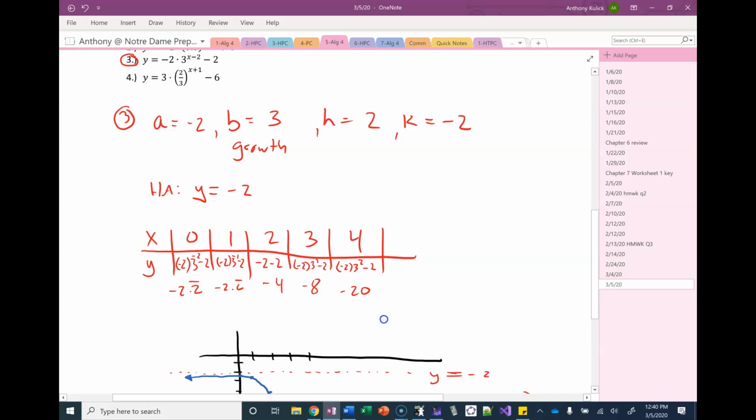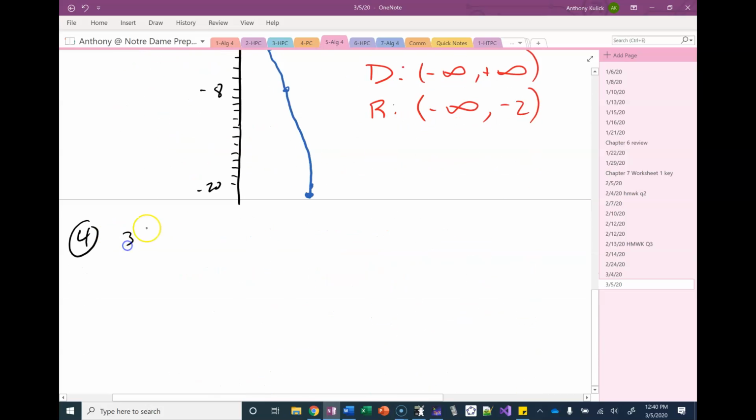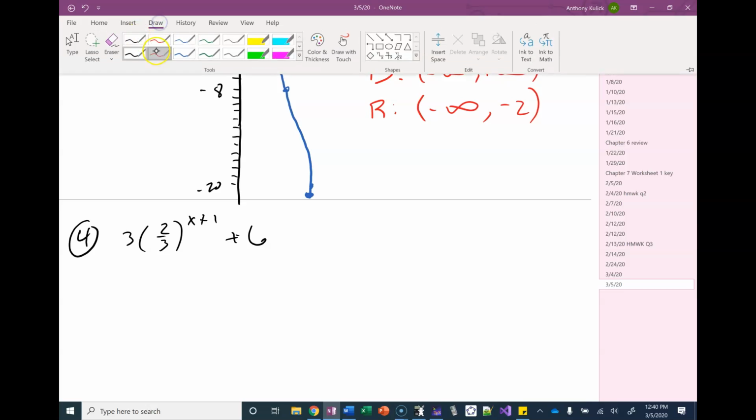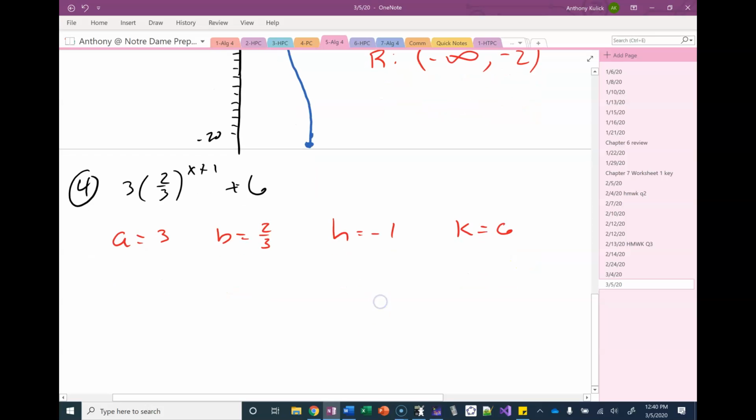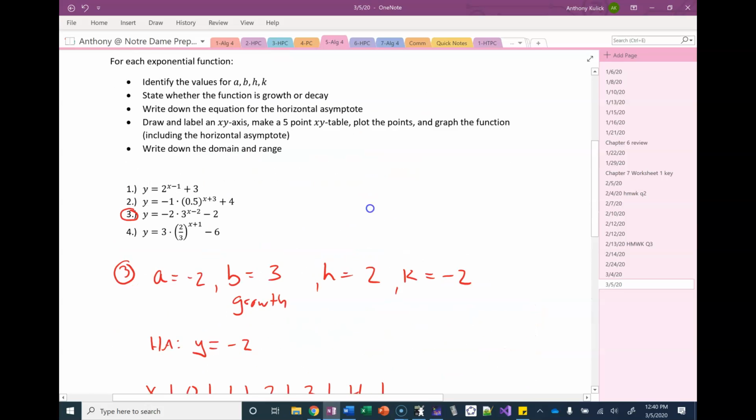Three 2/3, 1 6. Okay. So we'll write down our values for A, B, H, and K. I notice that 2/3 is less than 1, so we have a decay situation. And our horizontal asymptote will be y equals 6. Was that -6? Did I write that down wrong? I did.